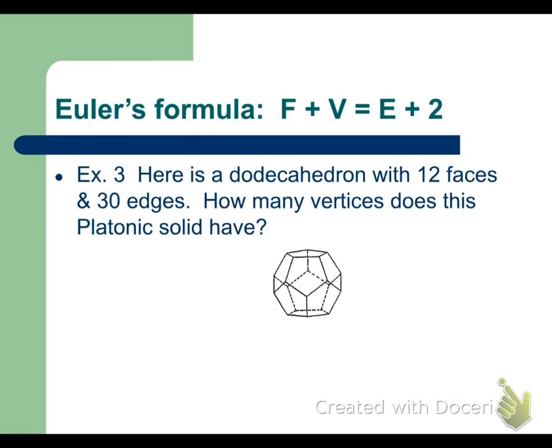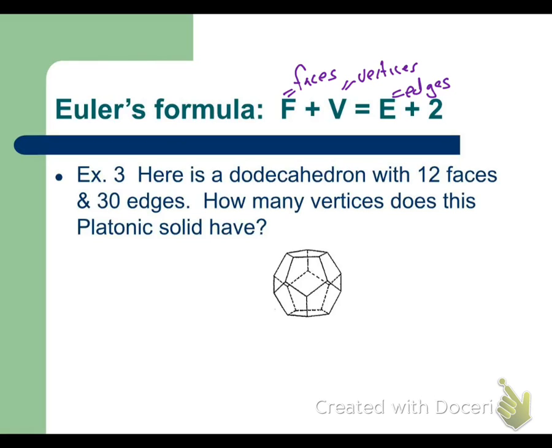So Euler's formula is F plus V equals E plus 2. F is faces, V is vertices, and E is edges. Okay, so this is Euler's formula. So our next example is example 3. Here is a dodecahedron with 12 faces and 30 edges. How many vertices does this platonic solid have?